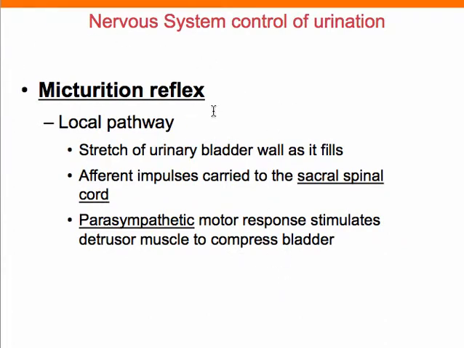To be able to urinate, it's actually a reflex. We call it the micturition reflex. And there's two pathways that are activated at the same time. We have the local pathway and the central pathway.